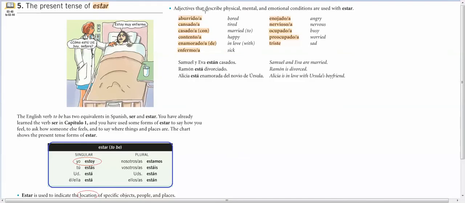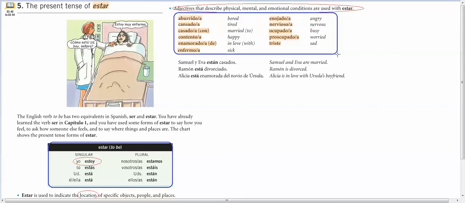Adjectives that describe physical, mental, and emotional conditions are used with estar. And this is a list of some of those. So if you're wanting to say that you're bored, you're tired, you're married, you're happy, you're in love, you're sick, etc., that's when you're going to use all of these with estar.